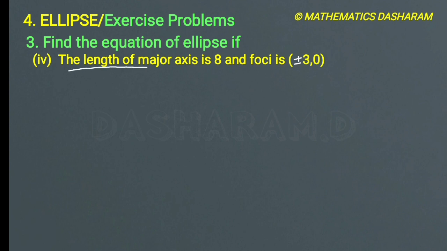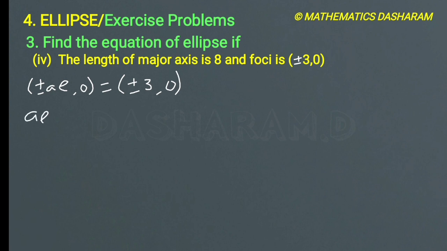Fourth question, the length of a major axis is 8 and foci is plus or minus 3 comma 0. So the given foci, compare with plus or minus ae comma 0. Then it is equal to plus or minus 3 comma 0. So then ae equals 3. So by observing the figure, we can understand the length of the major axis here.